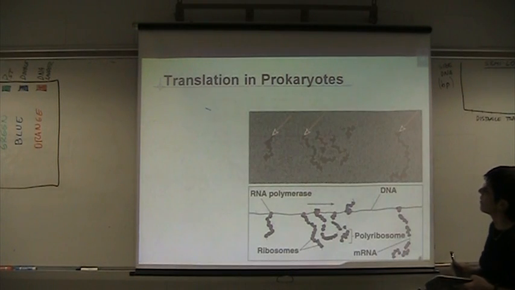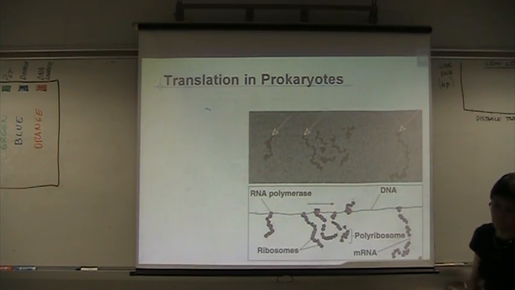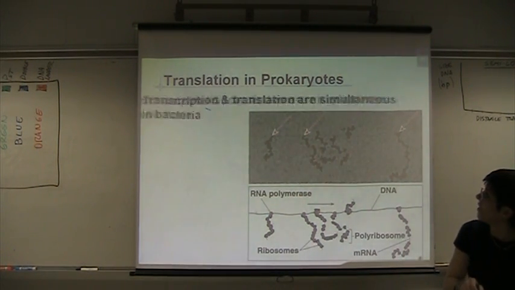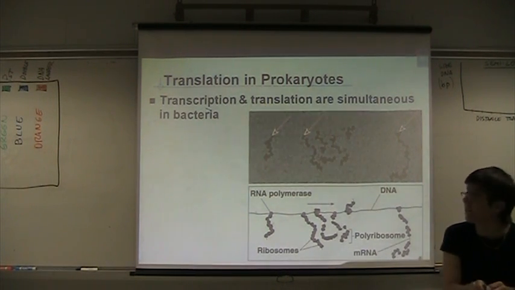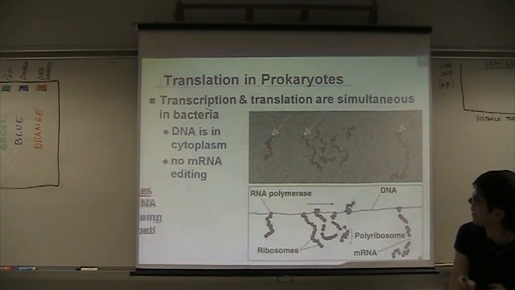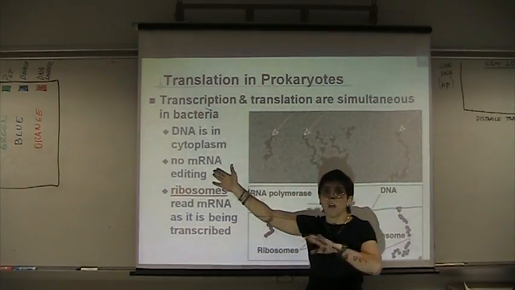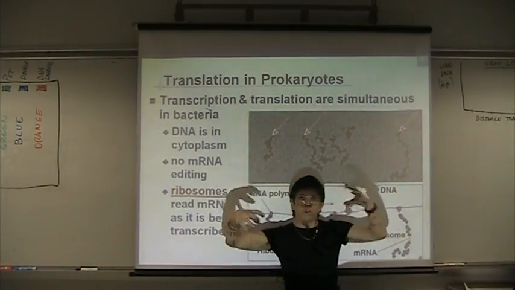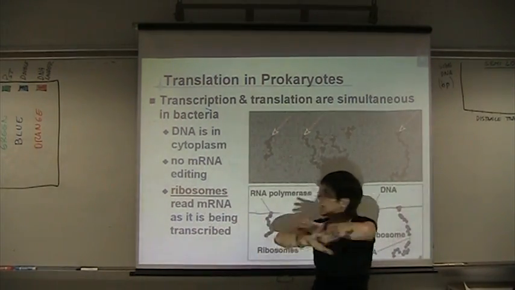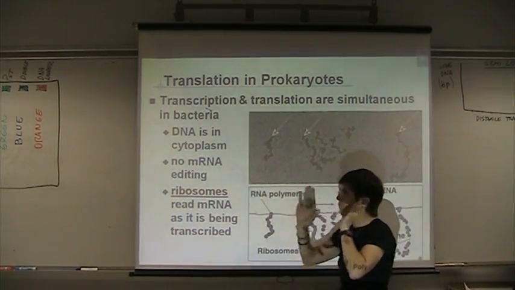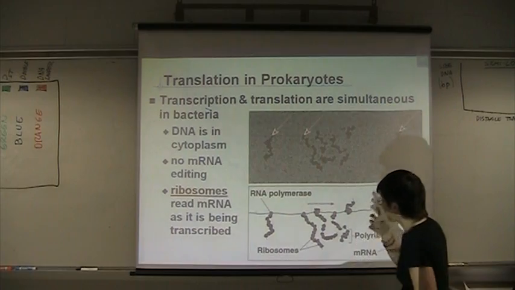Alright, so let's check it out very quickly. In prokaryotes, translation and transcription happen at the same time. And again, since there are no introns and exons, there is no editing whatsoever. You don't need to cap the 5' and the poly A, none of that stuff. It's basically a straight shoot here.